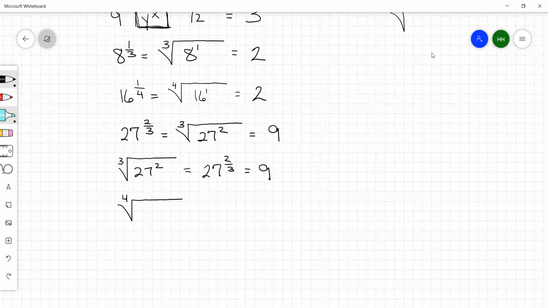The fourth root of 16 to the third, that's the same as 16 raised to the 3/4 power. And in your calculator, 16 raised to the 3/4, that's equal to 8. Got it? Questions?